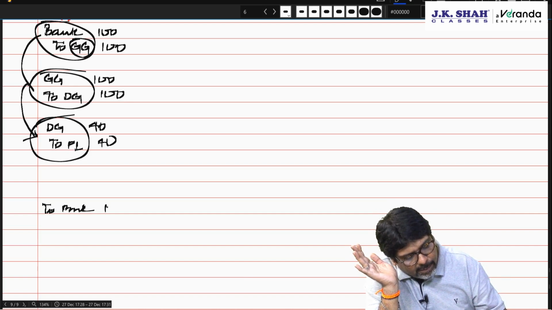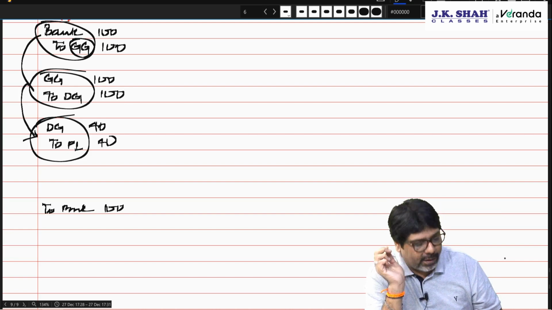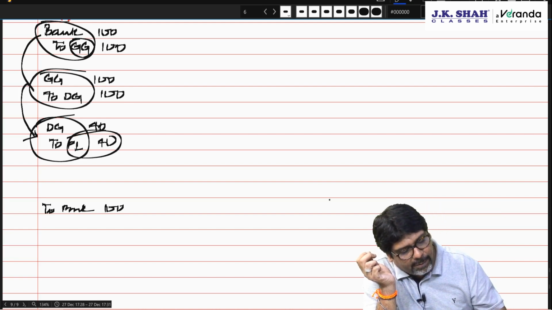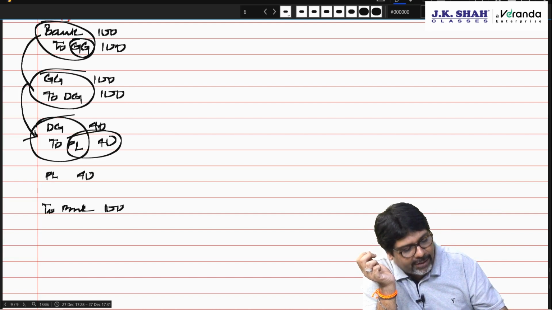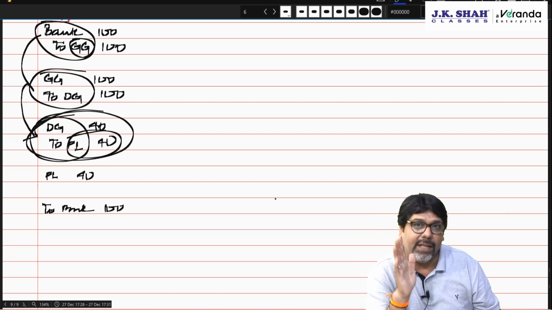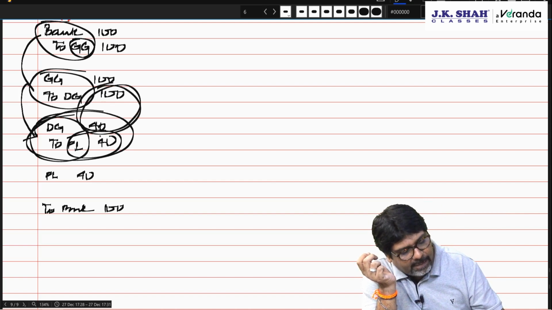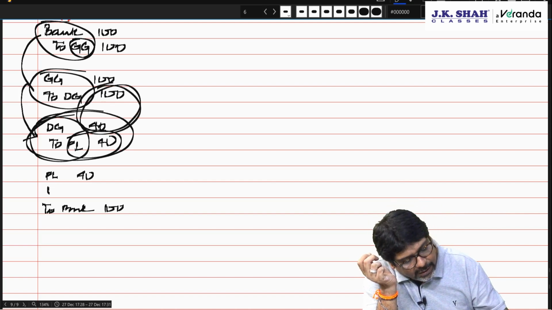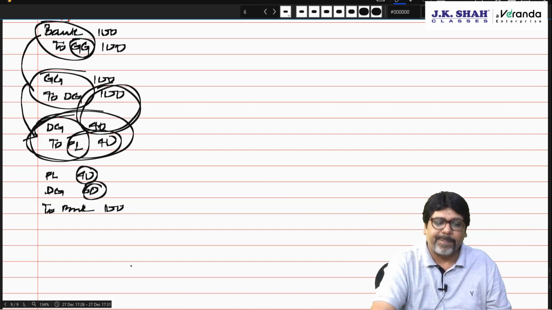So I credited 100 rupees. Now I should debit what? How much I have already transferred to PL? 40. So I'll debit PL with 40. That is the amortized part. 40 is in your PL. In DG how much is left? 60. 100 minus 40, 60 is left. So DG account debit 60. That means the amortized part you will debit PL and the unamortized part you will debit bank.